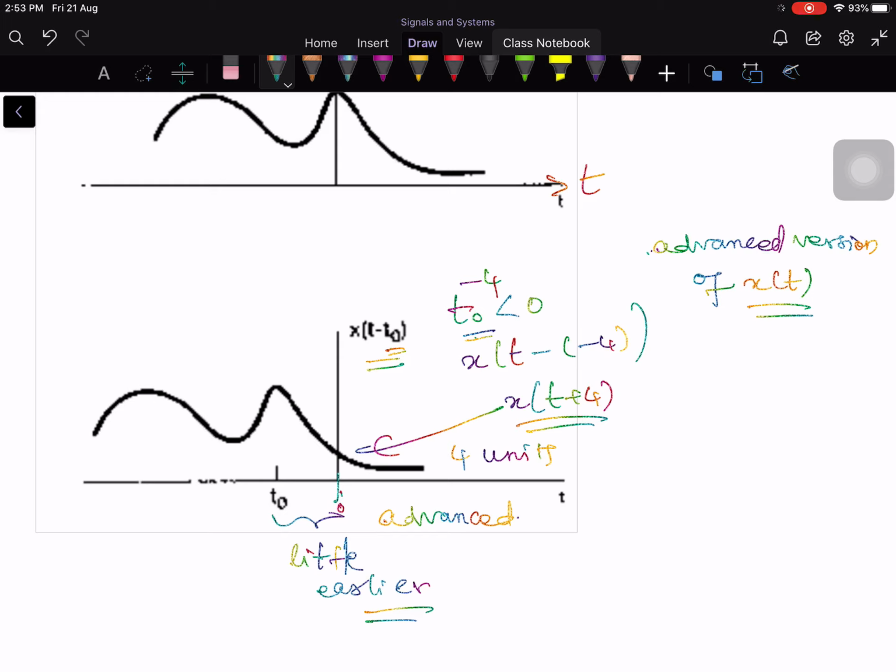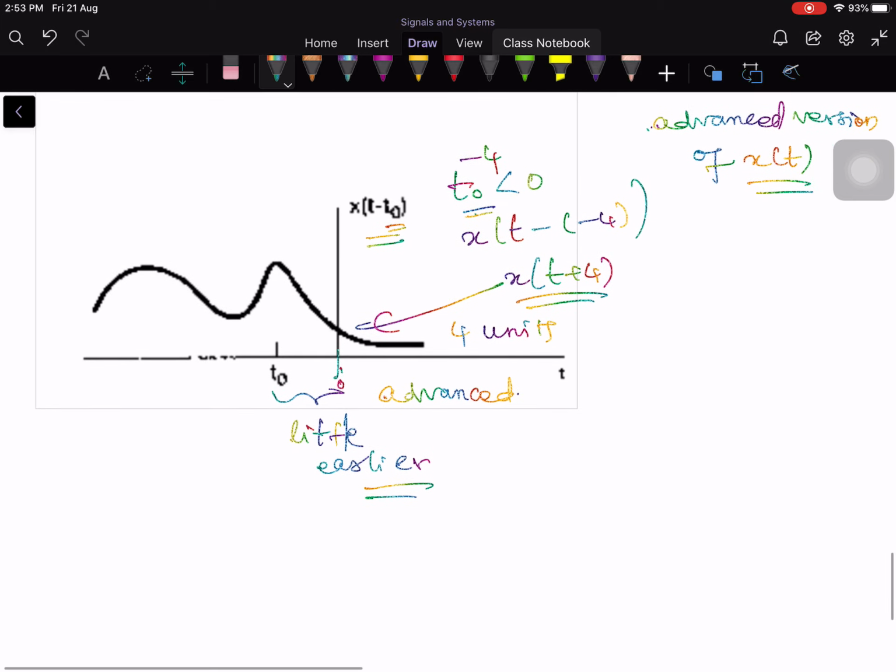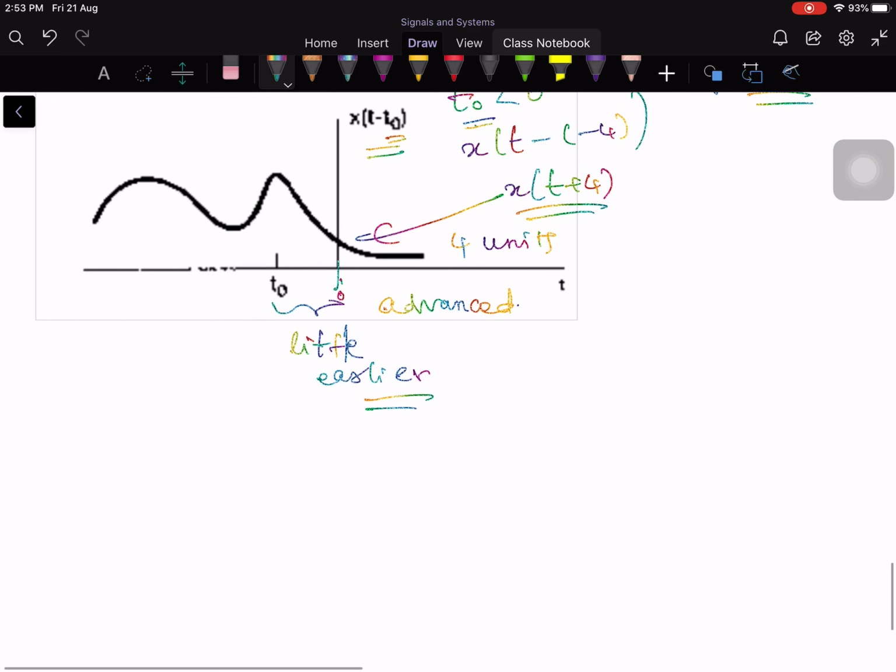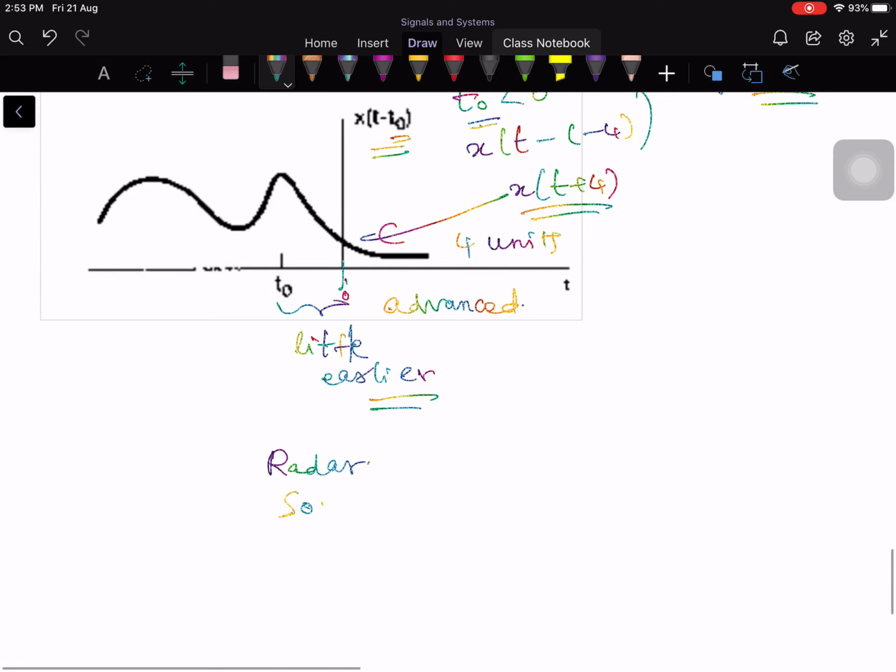Signals that are related in this fashion, like advanced operation or delayed operation, arise in applications such as radar. We use a delayed version of the signal or advanced version of the signal in radar and sonar applications, and seismic signal processing. Okay, so these are the 3 places where we can use this kind of operations. In fact, there are many, but these are some examples.